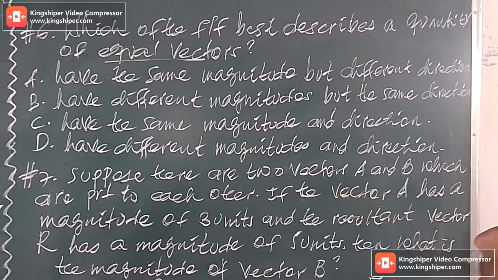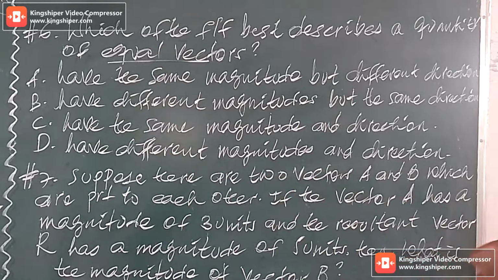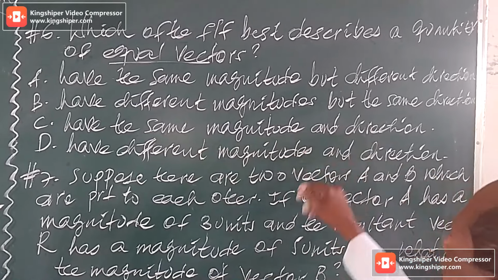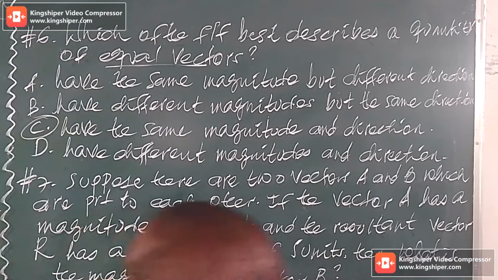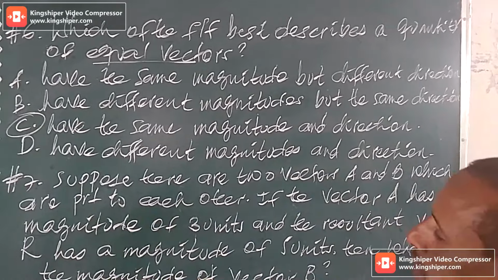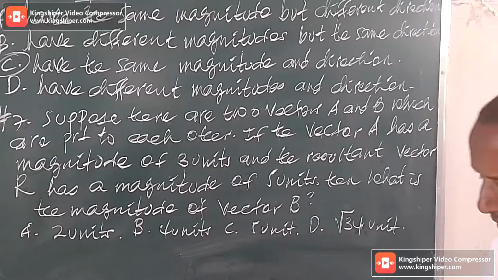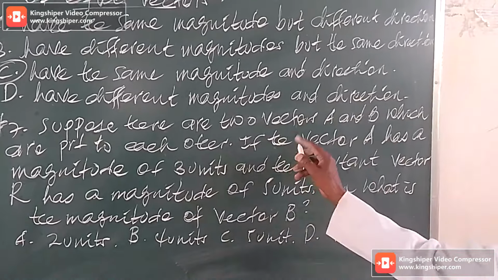When it comes to the meaning of two vectors being equal, given two vectors are equal if they have the same magnitude and also the same direction. So the correct answer to this one is what? C. When you come to question number 7, question number 7 says that suppose there are two vectors.